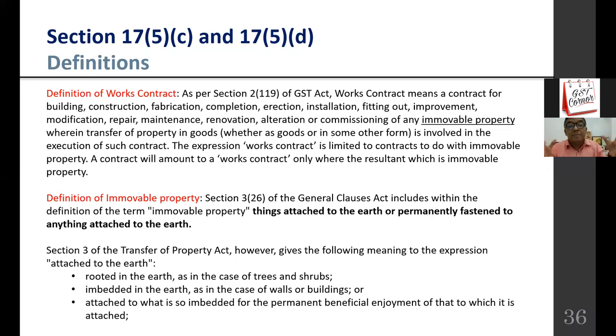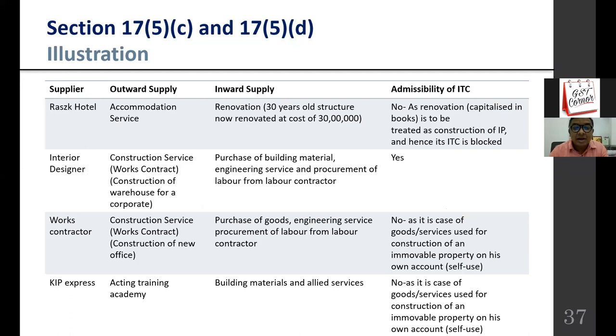Further, if you go to the Transfer of Property Act, we are told what attached to earth means. It means rooted in the earth, embedded in the earth, or attached to what is embedded for the permanent beneficial interest. So while understanding immovable property, we need to understand the intent. What is the purpose for which I have utilized this works contract service? Is my intent to use this for a longer period of time and to attach it to the earth, or is my intent to actually move it from one place to another? And also the degree of attachment. That is also very important.